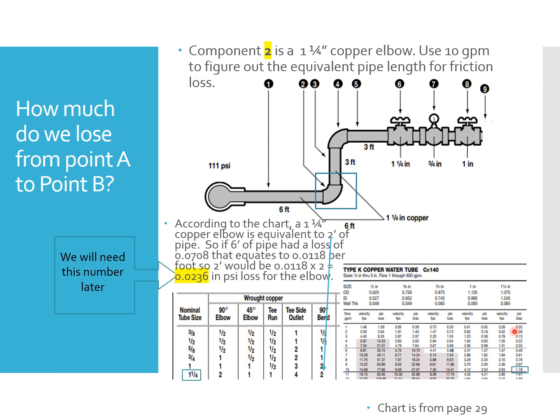Well, here's our 1.18 per 100, which boils down to 0.0118 per foot. So that times 2 would come up to 0.0236 psi loss for this elbow. So you can see it's very minimal.